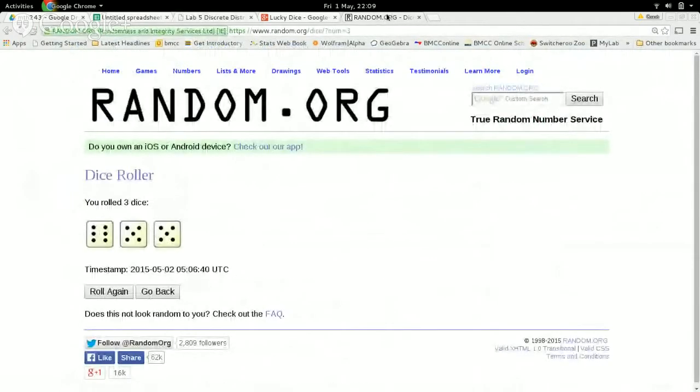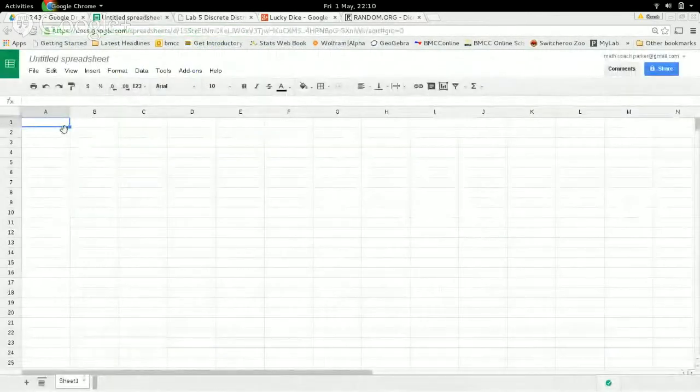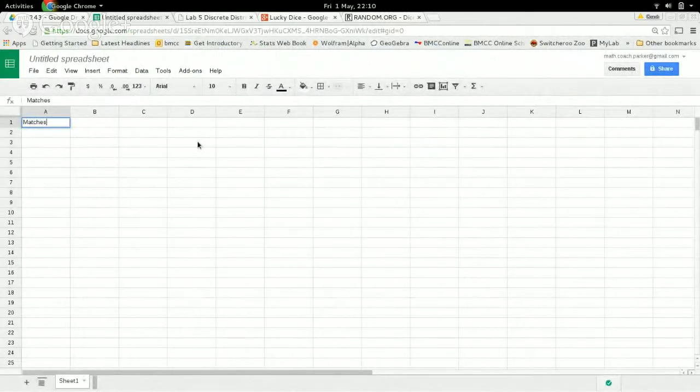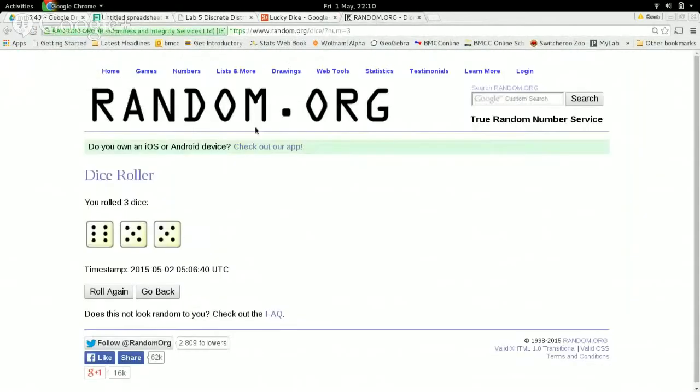All right, so let's take a look. Again, I am going to roll my dice, and let's say that's my roll. I was hoping for a 5. I got 2 matches. So as far as my spreadsheet goes, I just want to kind of keep track of that. So I'm just going to write matches here. And I got 2 matches on my first try, and then I just keep doing this.